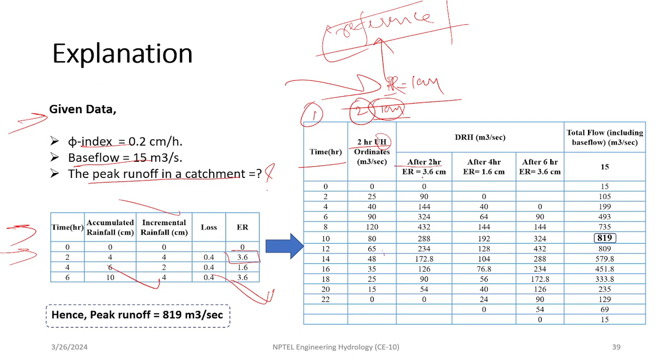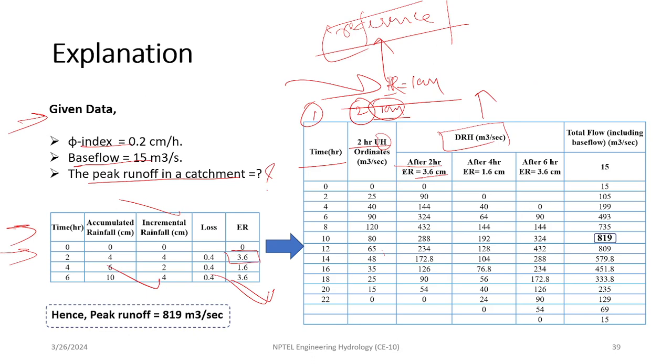So what we have to do if we want to compute the DRH, that is the direct runoff hydrograph? Why am I saying DRH? Because it is not added up to base flow. When I add DRH with base flow, it will come as the total storm hydrograph or total runoff hydrograph, you can say.